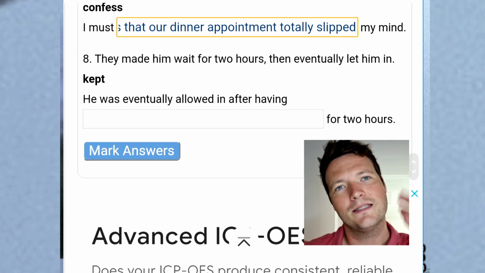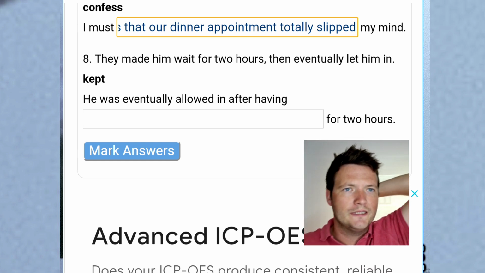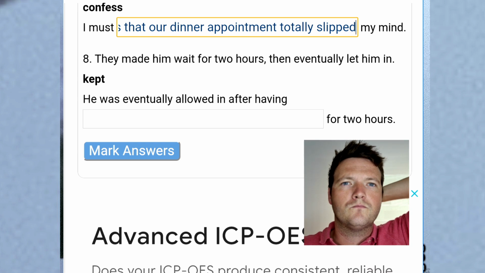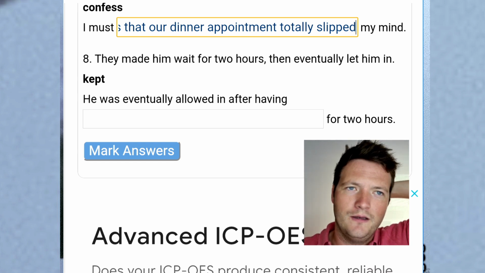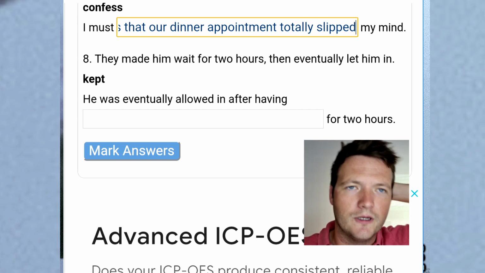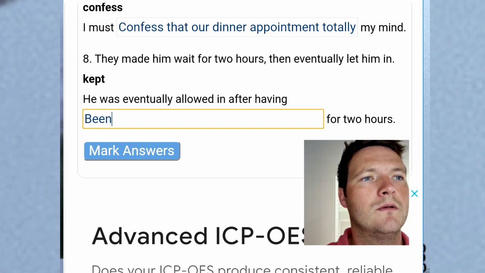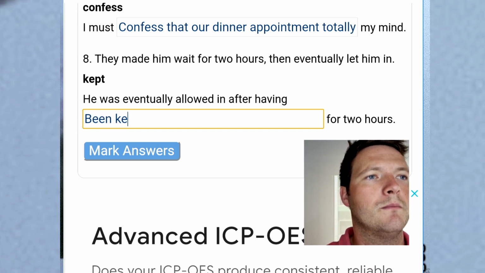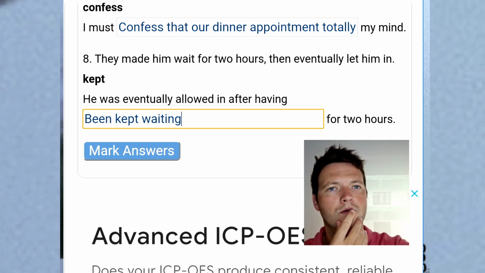Okay, number 8. They made him wait for 2 hours, then eventually let him in. He was eventually allowed in after having been kept waiting for 2 hours. Right, okay, I got this, I think.